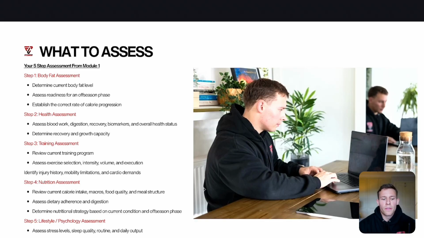Step 3, that's when we look at training assessment. So you can actually review your current training program. You can assess exercise selection, intensity, volume, execution. And from there, you can actually identify injury history, mobility limitations, and cardio demands. So what I mean by that is, are there exercises that you click with? Are there exercises where you can get enough stimulus to generate muscle growth? Are there exercises which you know that you need to improve on?